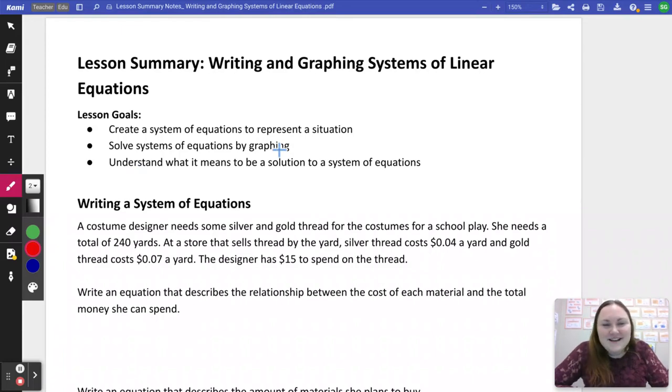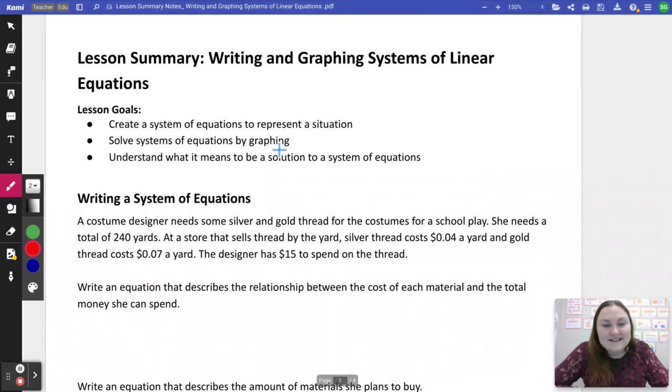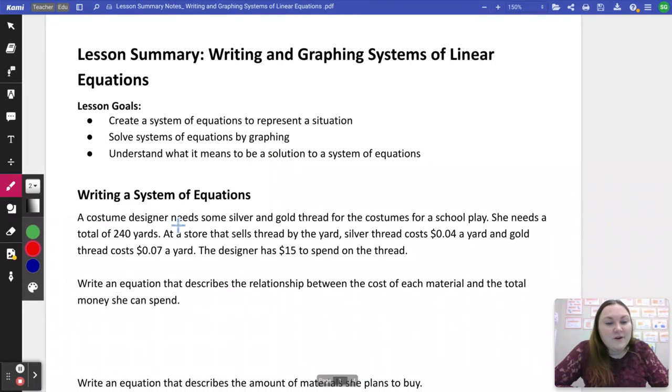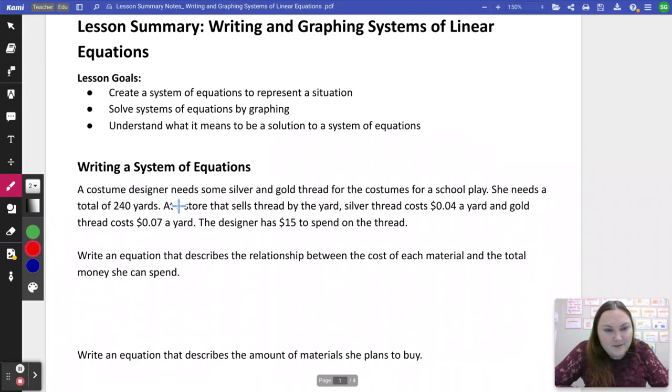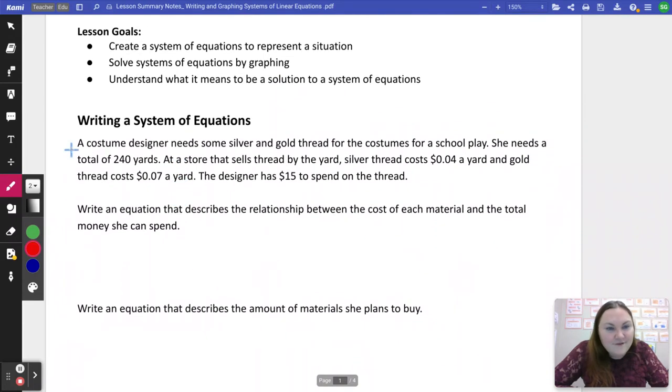To get us started with the first part of our goal for this lesson, which was about what a system is, what they look like, and how you can write a system, we're going to be talking through this problem here. So starting us off, a costume designer needs some silver and gold thread for the costumes for a school play. She needs a total of 240 yards. At a store that sells thread by the yard, silver thread costs 4 cents a yard and gold thread costs 7 cents a yard. The designer has $15 to spend on the thread.